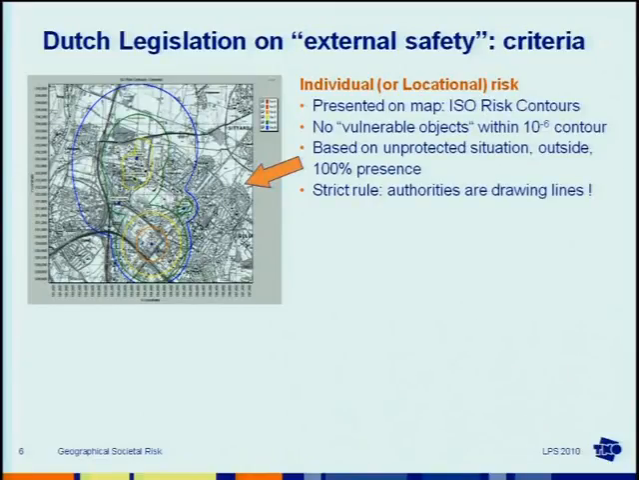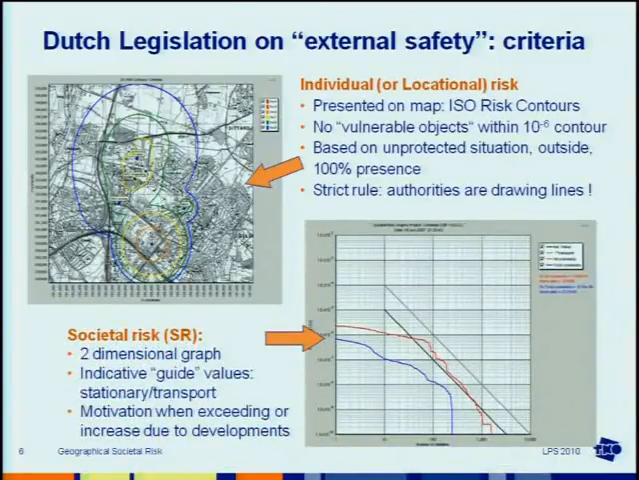Fortunately, there is another criteria which gives a penalty for the situation that you are going to build directly beyond the 10 to the minus 6, and that's the societal risk. The societal risk is a two-dimensional graph that presents the size of the group versus the probability that a group of that size will die. In order to judge whether you are on the right side or the wrong side, we are using two indicative guide values. Those are the lines over here. We have two values, one for stationary installations and another one for transport situations.